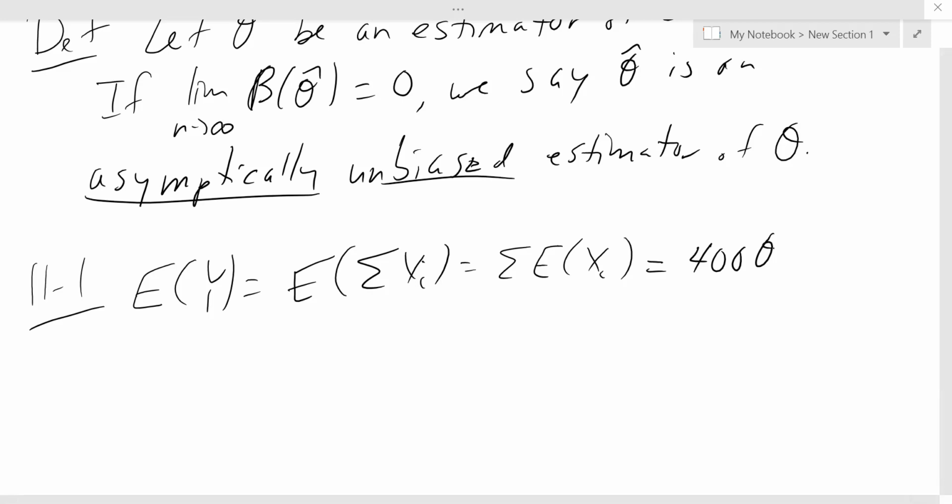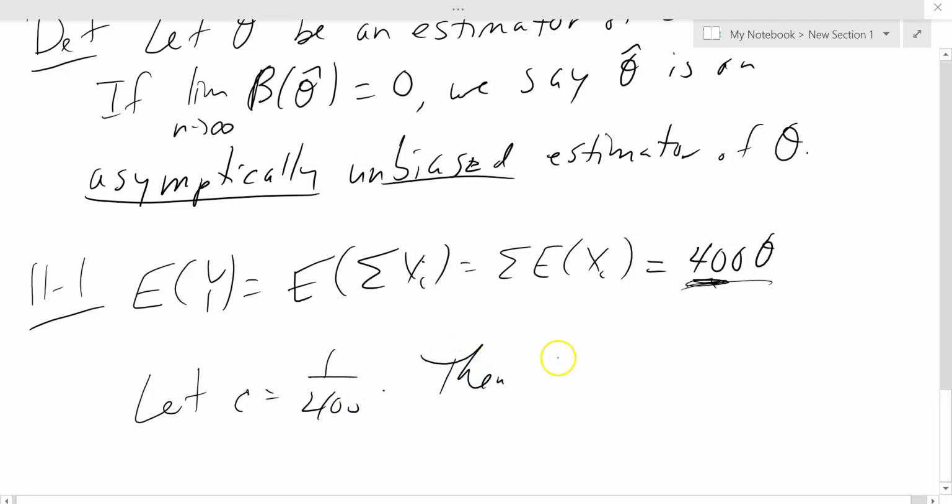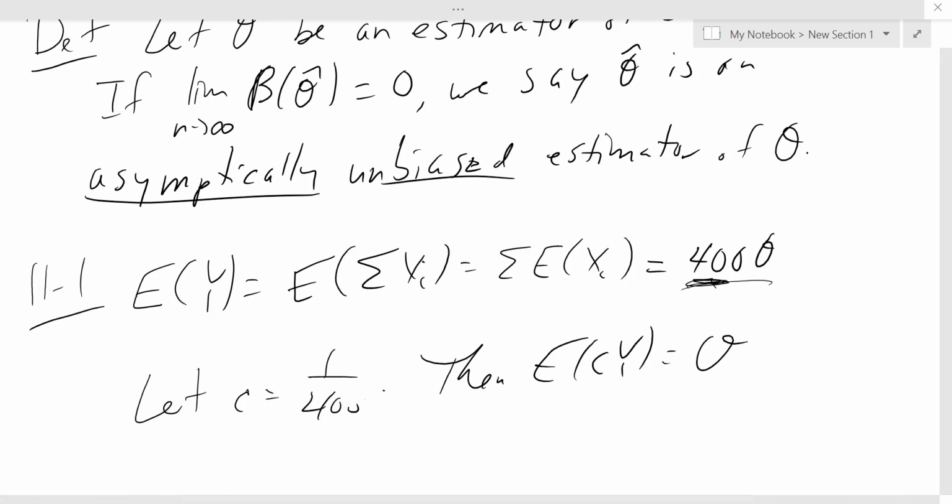All right? So we didn't get theta. We got 400 theta instead. So what constant would I need to put out in front of the Y so that instead of being 400, I would have a 1? Yeah, 1 over 400, right? So we'll let c equal 1 over 400. Then the expected value of cY will just be theta. One over 400 is 0.0025, so the answer would be A in this case. Does that make sense?